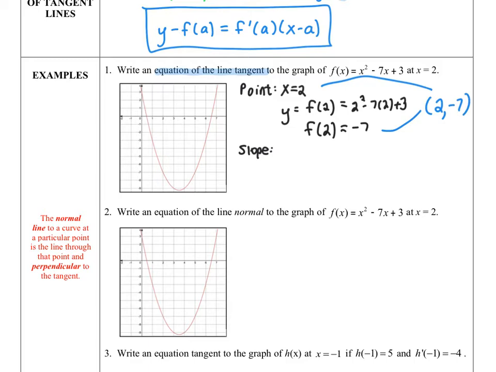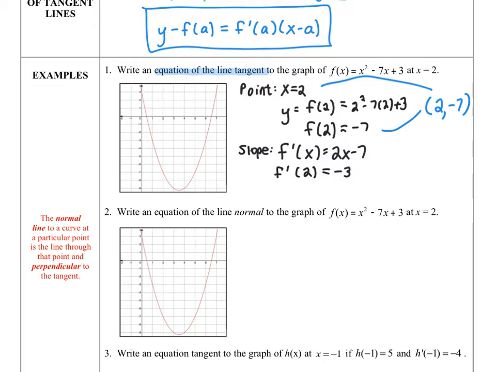On to the slope. To find the slope, I need to do f prime of x. So I'm first going to do the derivative of f using the power rule. And then once I have it in its general form, I need to know what the slope is at an x value of 2. So I'm going to take that 2 and I'm going to plug it into my f prime equation. And that gives me a slope value of -3.